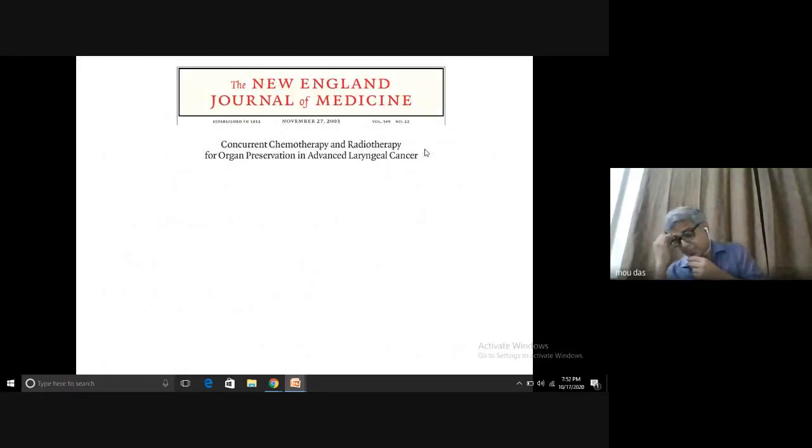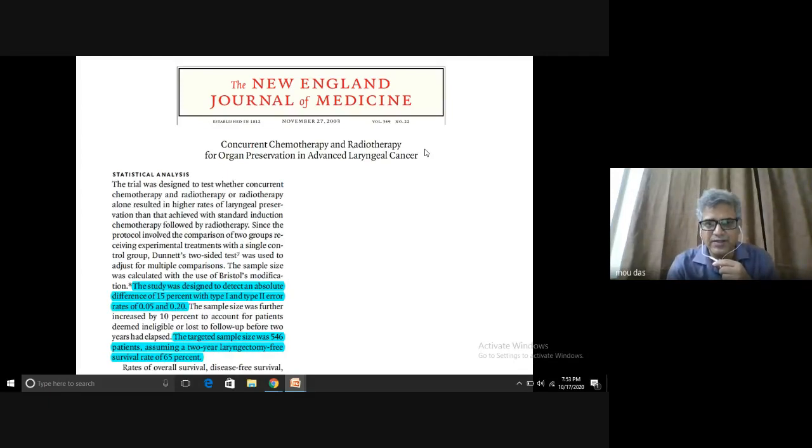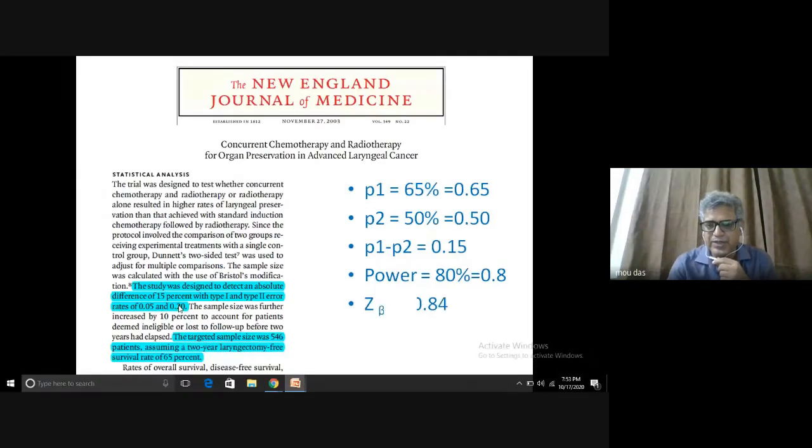Now, I've taken this example to show how this formula fits randomized controlled trials that we know of, the landmark trials. This is the 911 trial on organ preservation, where the hypothesis was to see the response rate and larynx-free survival rate between chemotherapy, radiotherapy alone and concurrent chemoradiation. They expected that in the concurrent chemoradiation arm the survival rate would be 65%, with a 15% increase, with type 1 and type 2 errors of 0.05 and 80%. So here P1 is 0.65, P2 is 0.5, P1 minus P2 is 0.15, the power is 80%, that is 0.8, and Z beta is equal to 0.84.